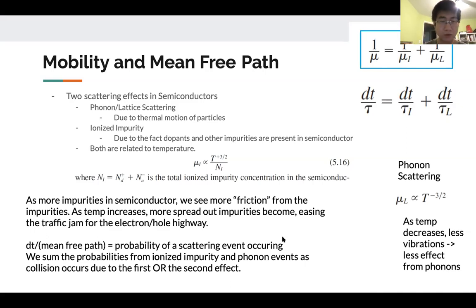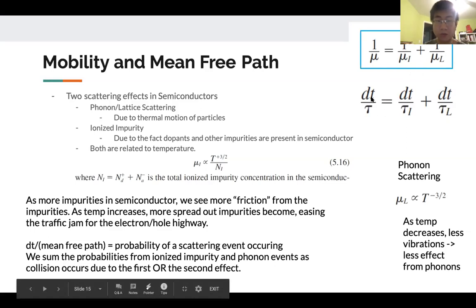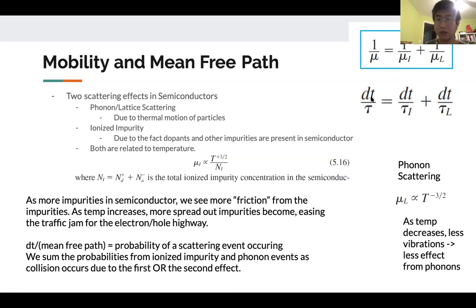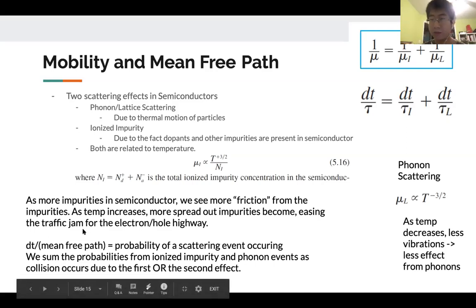And dt over mean free path, you can think of it as the probability of a scattering event occurring. And to get the total probability of a scattering event occurring, dt over tau total, we can just sum the probability from both the ionized impurity and the phonon events, as a collision occurs due to the first effect or the second effect. And they're mutually exclusive. So if you have taken probability theory, if you have two disjoint events and you have their union, then you can add the probability.